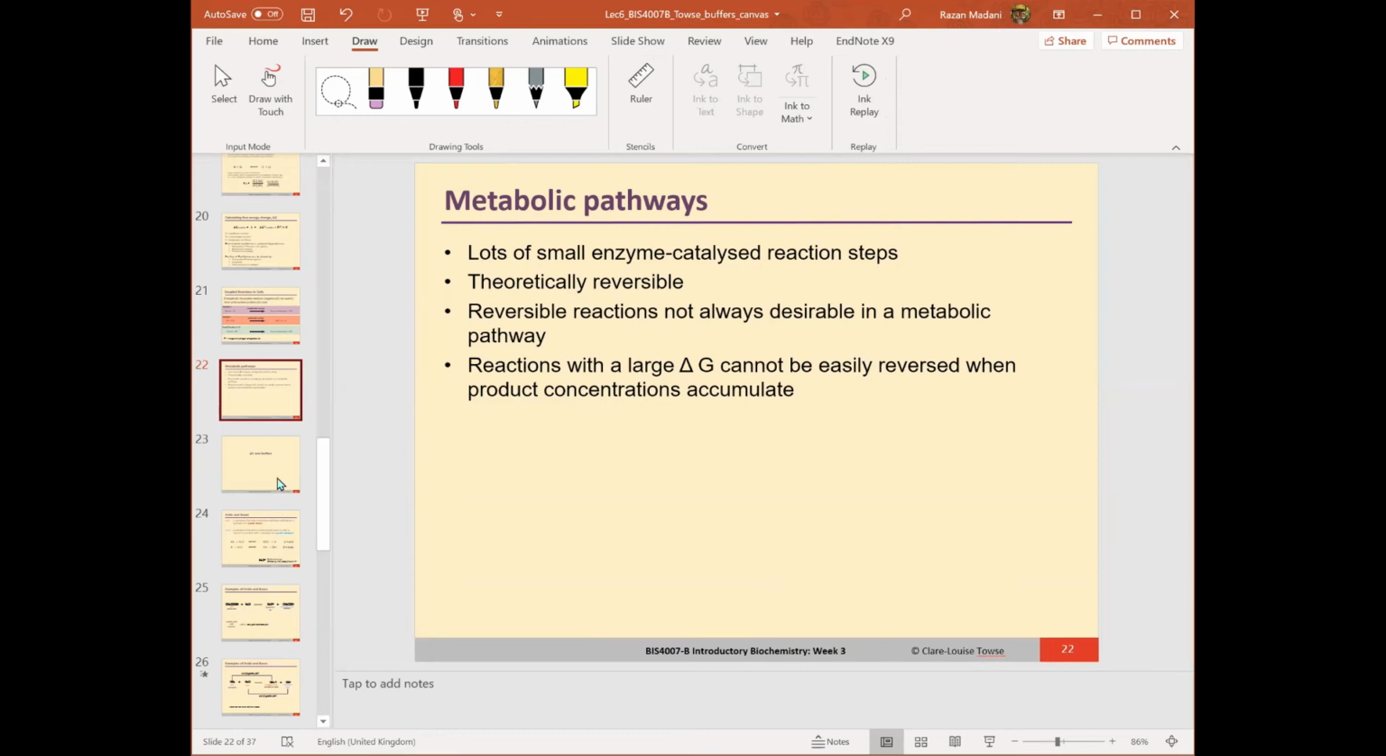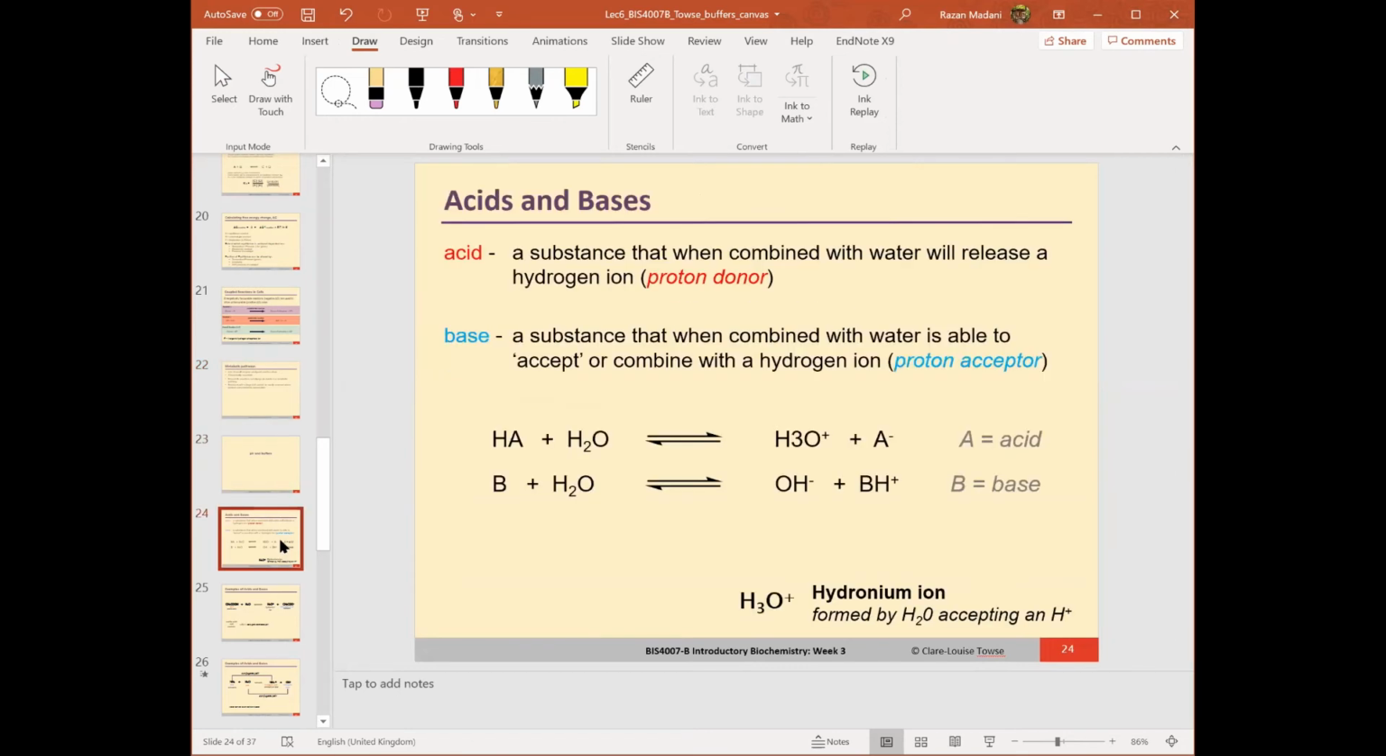Okay, let's see, pH and buffers. So you know what an acid is, right? Sometimes you will have a reaction and something is not an acid specifically, but it will act like an acid. When something combines with water, it will release hydrogen. Maybe it's good if you write these down, even if you know them. Okay, I'm gonna do it now.